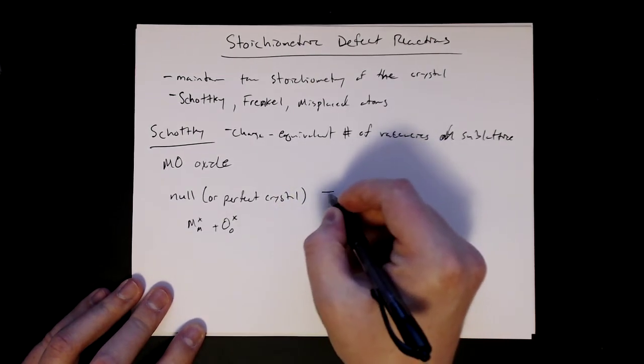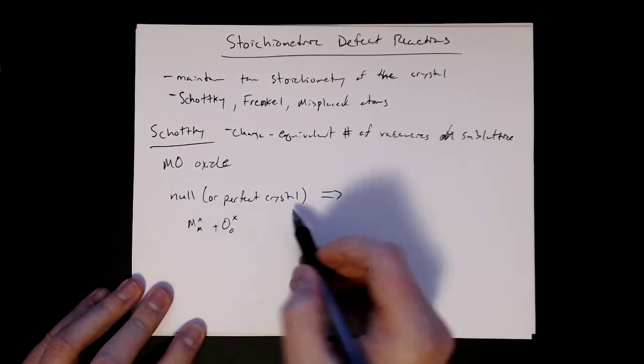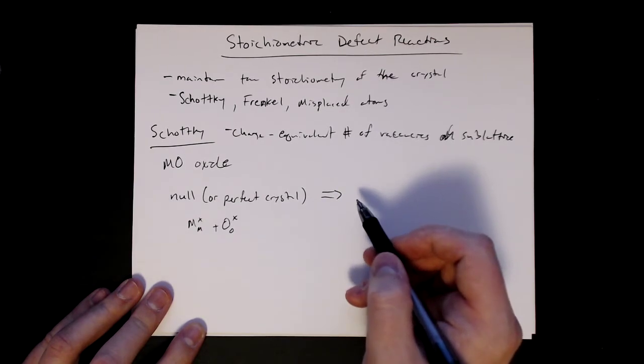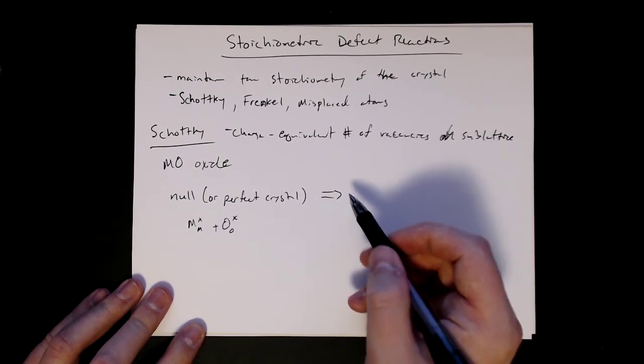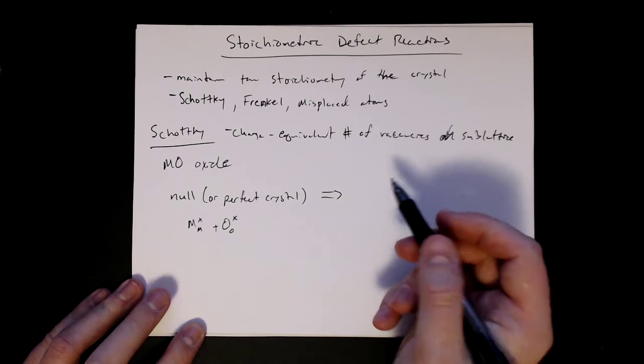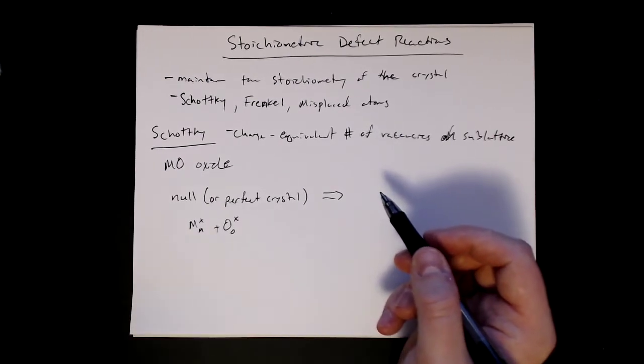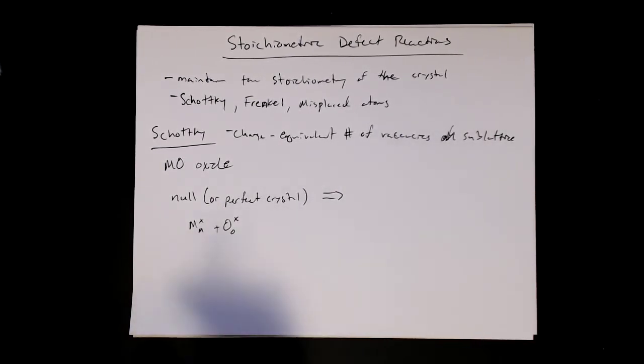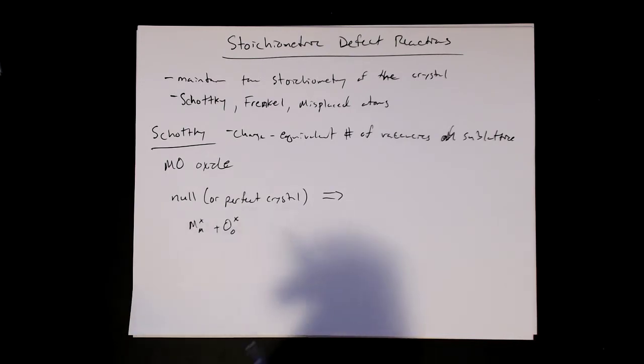So let's go ahead and write it. The perfect crystal then goes to, and you just write this like a normal chemical reaction, and then we write our defects. We've already talked about the Kroger-Vink notation in quite detail, but now we're going to start pairing them, and we need to look at the mass balance, the charge balance, and the ratio of regular sites. So we're going to do that in this example.